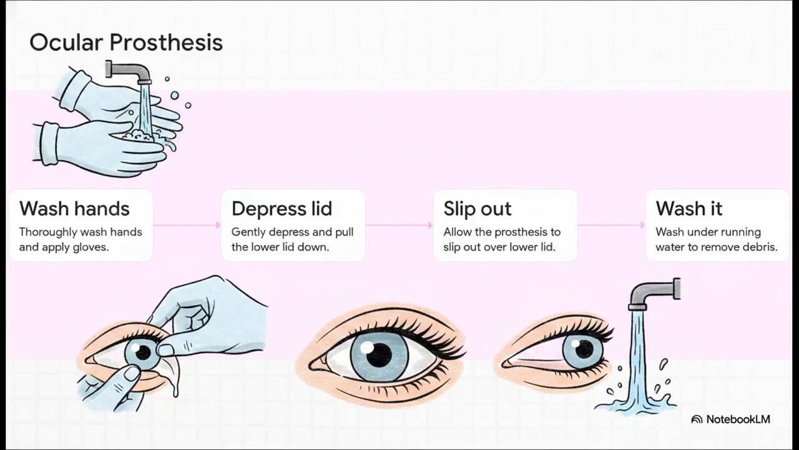Moving on to key point 3, we're looking at ocular prostheses. This brilliantly illustrates a super common, highly testable nursing procedure you'll probably encounter in clinicals. If a patient has had an enucleation, meaning the removal of the eyeball, they'll likely have a prosthesis. Now, to safely remove it, you do not pry from the top. No way. Instead, you gently depress and pull the lower lid down, letting the prosthesis just slip out over the lower lid. Then, you just wash it under running water to clear off any debris.